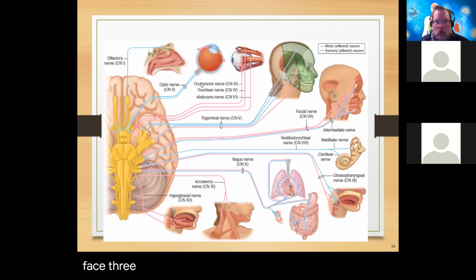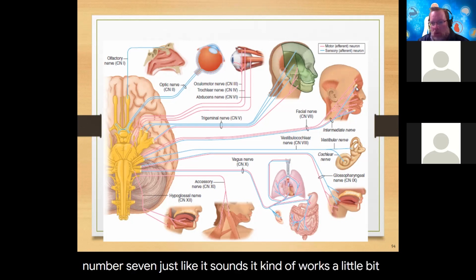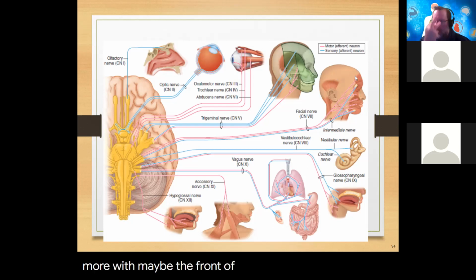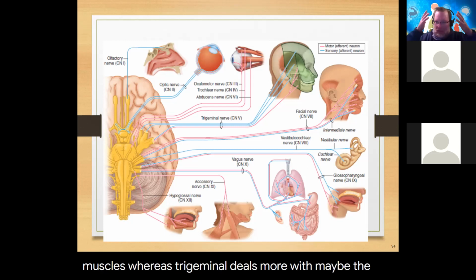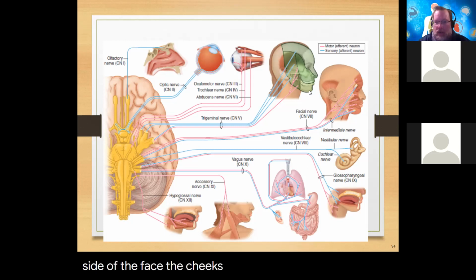Okay, so 3 O's. Teachers tried aerobics for facial nerve, number 7, just like it sounds. It kind of works a little bit more with maybe the front of the face. So we look at some of the forehead, orbicularis oculi, orbicularis oris, maybe some of the pucker muscles like the buccinator. Okay, so we would see the facial nerve primarily dealing with facial muscles, whereas trigeminal deals more with maybe the side of the face, the cheeks area.